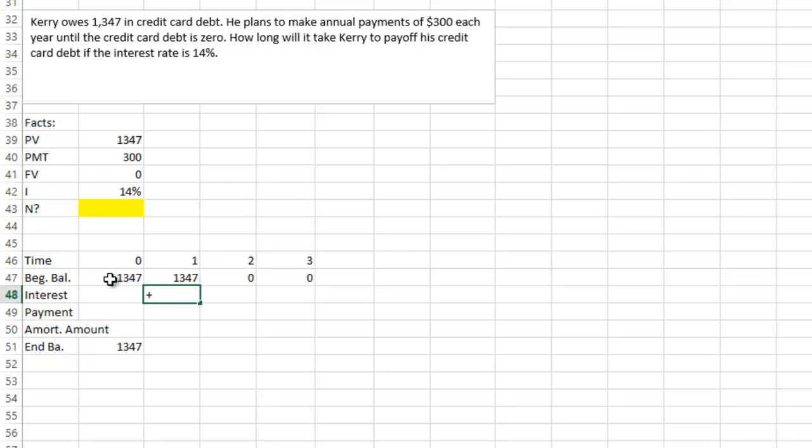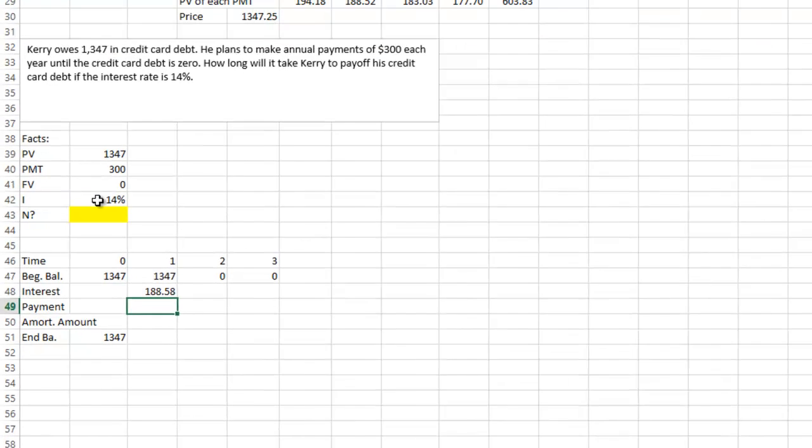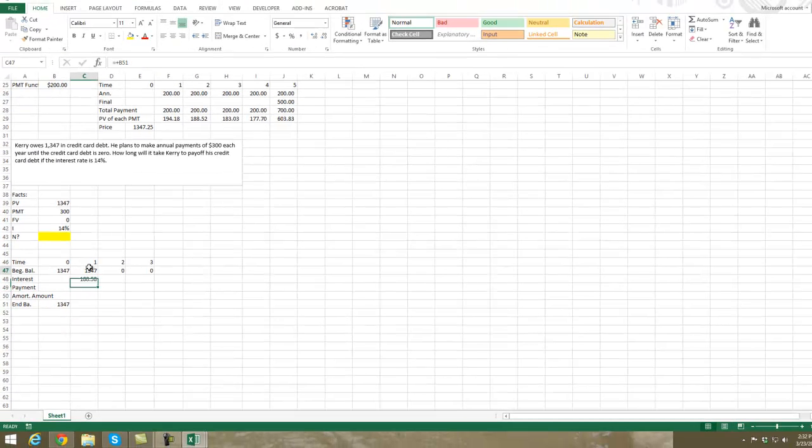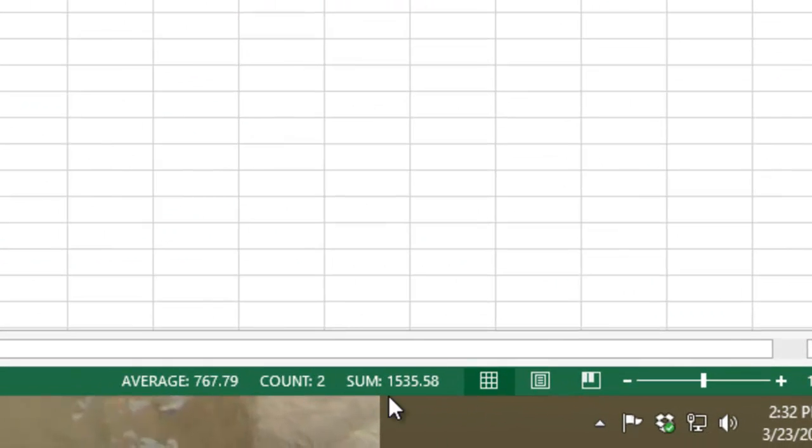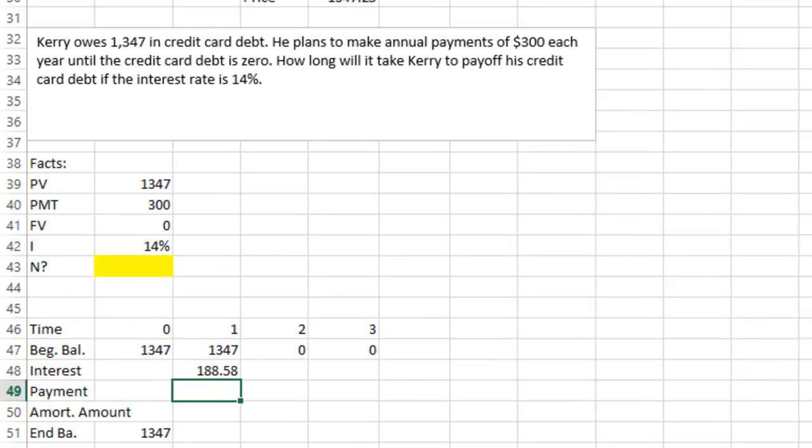So I'm going to take the $1,347 and I'm going to multiply that by the 14%. So after the first year, he's really going to have a balance of $1,535. However, he's going to make a payment of $300.